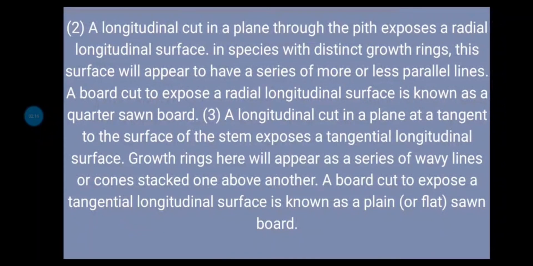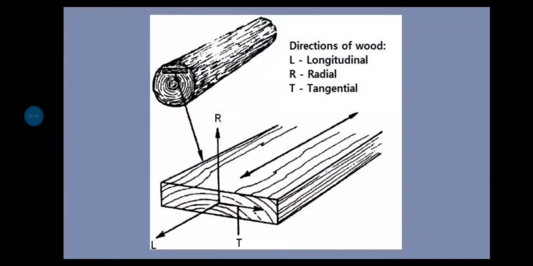A longitudinal cut in a plane at a tangent to the surface of the stem exposes a tangential longitudinal surface. Growth rings here will appear as a series of wavy lines, or cones stacked one above another. A board cut to expose a tangential longitudinal surface is known as a plane, or flat sawn board. So in the picture, you can see the directions of wood, which are the longitudinal, radial, and tangential.